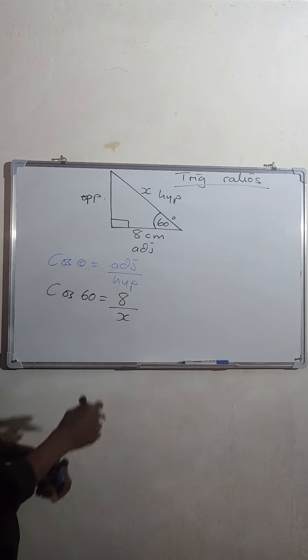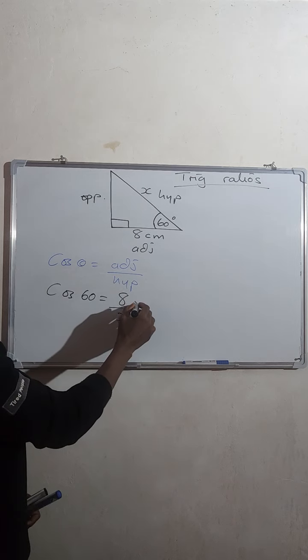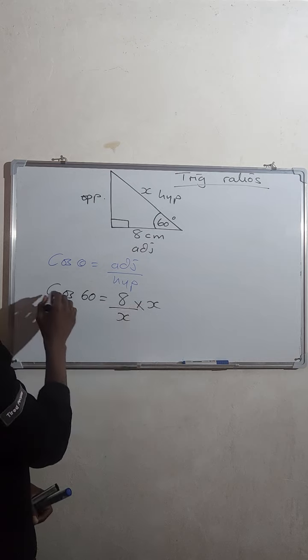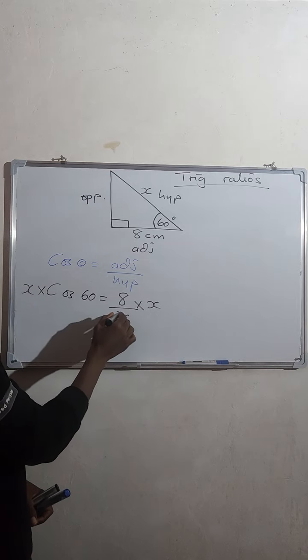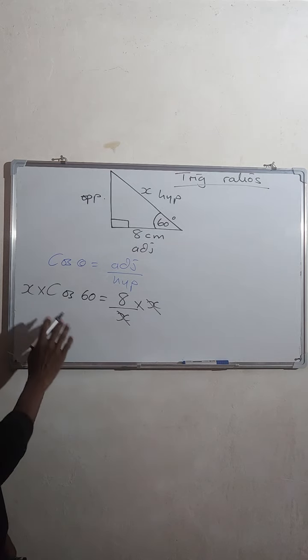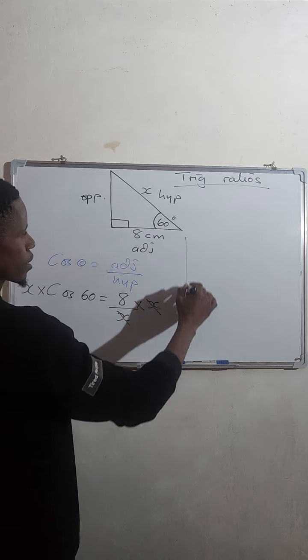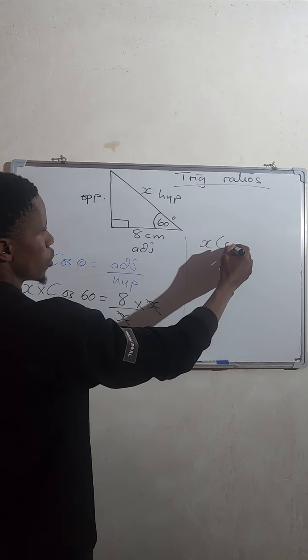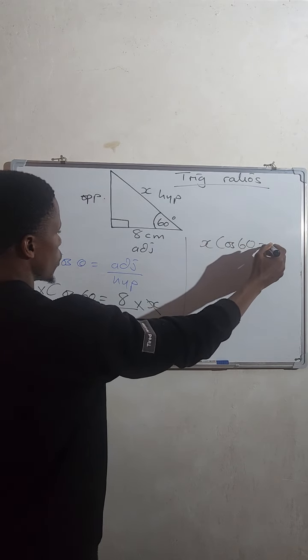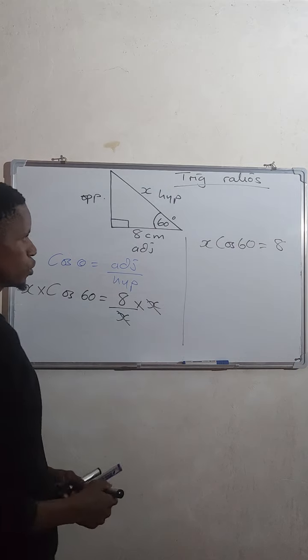Right, now it's more like we do have an equation here. So we are now solving an equation. So we multiply both sides by x, making it easier for you to solve. Now you do have x cos 60 equal to 8. What do you do next?